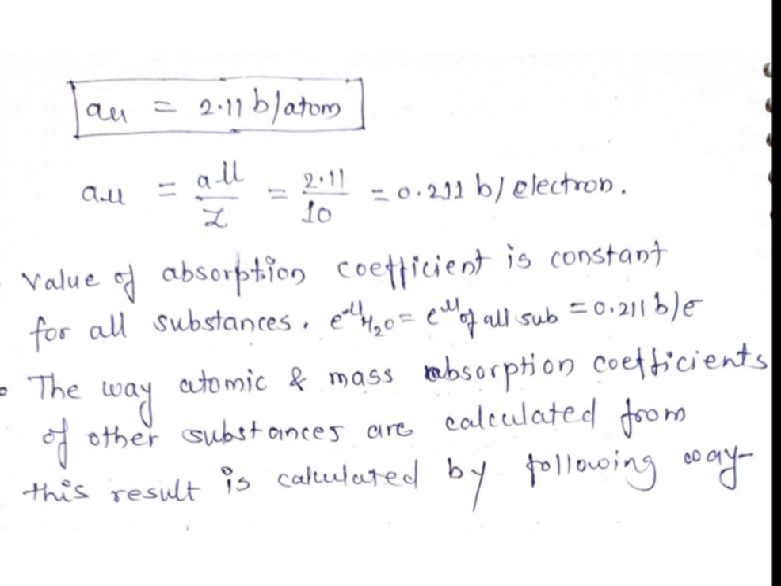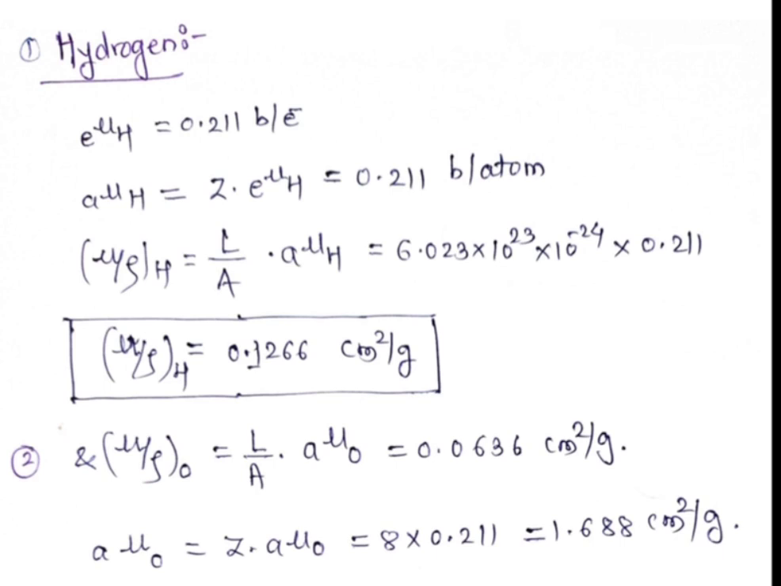And the electron and atomic absorption coefficients of the other substances are calculated from this result that we have calculated here for the hydrogen and for the oxygen. So we have calculated Eμ_H, which is 0.211 barns per electron for the hydrogen. Then we have calculated Aμ_H for the hydrogen, which is again 0.211 barns per atom. Here the units are changed. For the electron absorption coefficient, the unit is barns per electron, and for the atomic absorption coefficient, the unit is barns per atom.